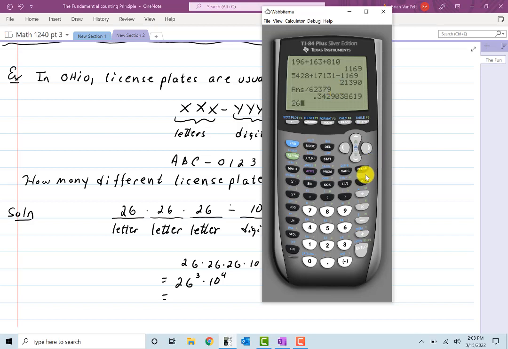26 raised to the 3rd power, don't forget to bring that down, times 10 to the 4th, and enter. So we got 17576.